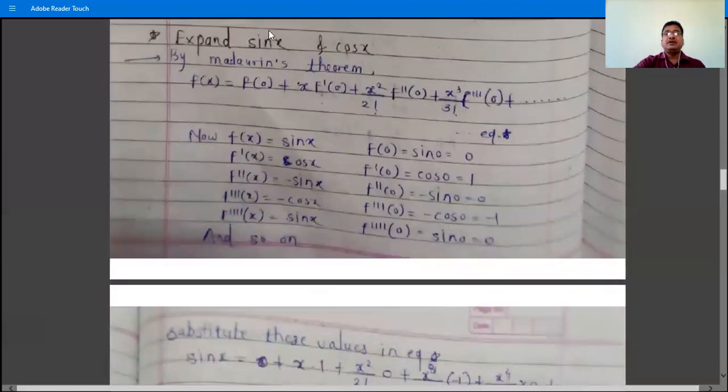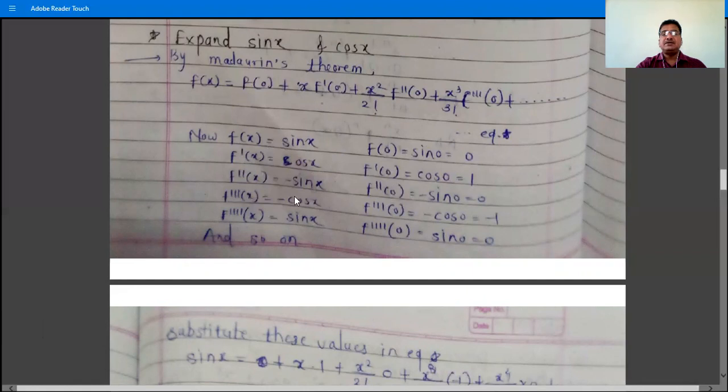Now the function for expansion is sin x, so f(x) is equal to sin x. Then f of 0, because here we have to substitute f of 0. f of 0 is sin 0, which is 0. Then f dash x, the derivative of sin x, is cos x. And then f dash 0 is cos 0, which is 1. Then f double dash x is minus sin x. And the value at 0, f double dash 0, is what? Minus sin 0, which is 0.